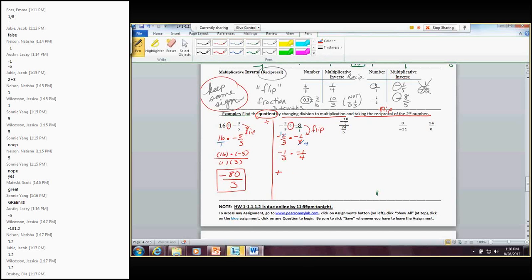You don't have to write this out. You can just think it in your head. 1 times 1 is 1. 3 times 4 is 12. You normally don't put the symbol positive in your answer if it's a positive answer.